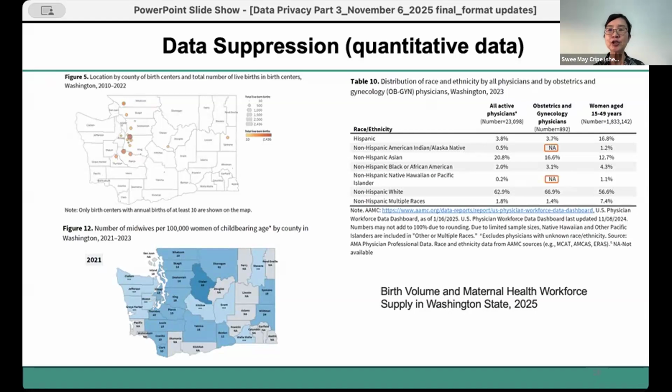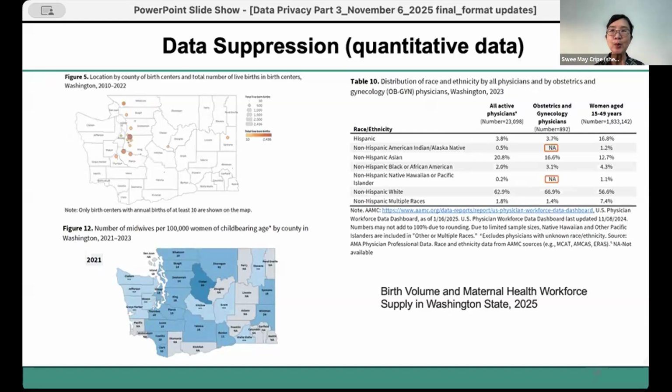All right. So data suppression allows us to protect the identities of individuals while at the same time allowing us to call out in the report the low numbers and what policy implication that has.